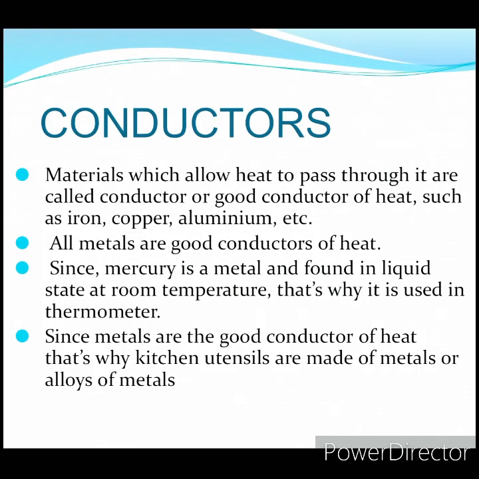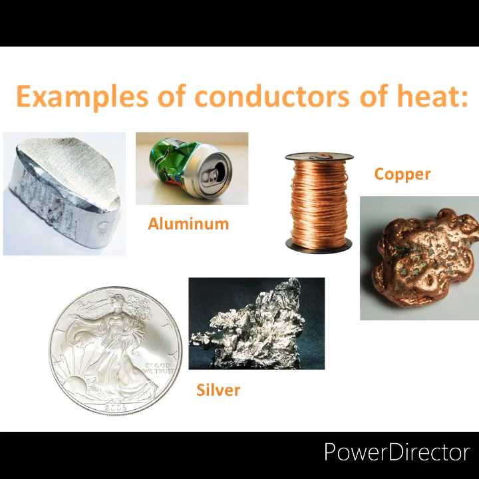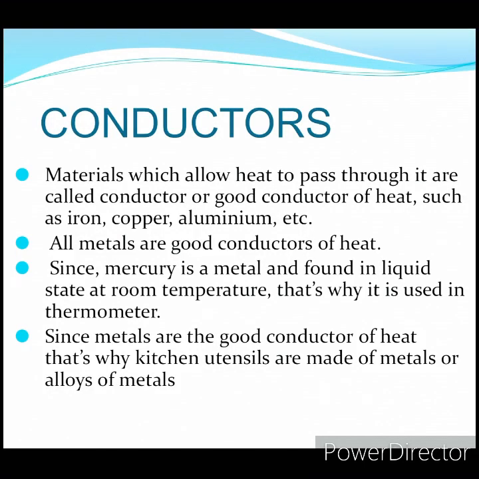Conductors. Materials which allow heat to pass through them are called conductors or good conductors of heat, such as iron, copper, aluminium, etc. All metals are good conductors of heat. Mercury is a metal found in liquid state at room temperature. That is why it is used in thermometers. Since metals are good conductors of heat, kitchen utensils are made of metals or alloys of metals.